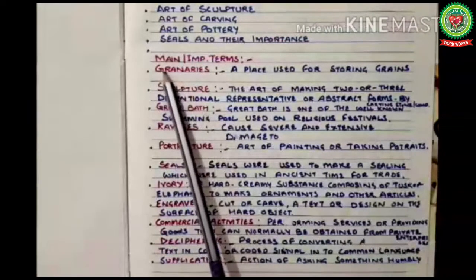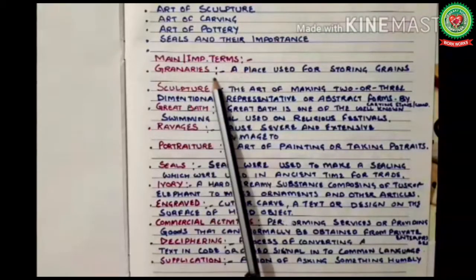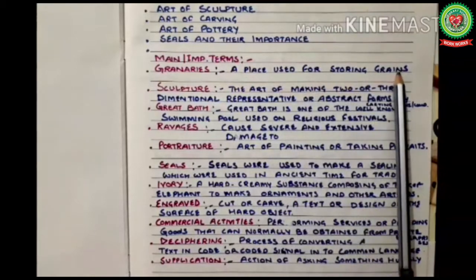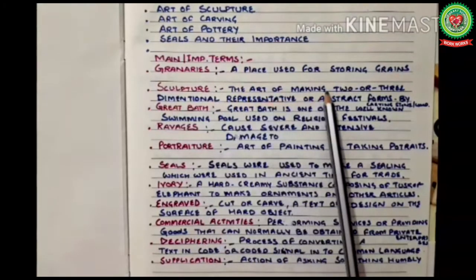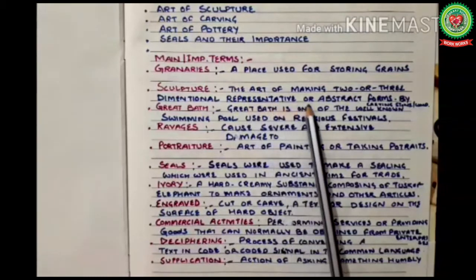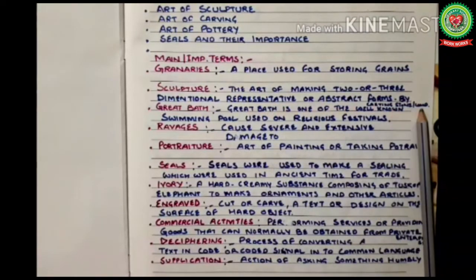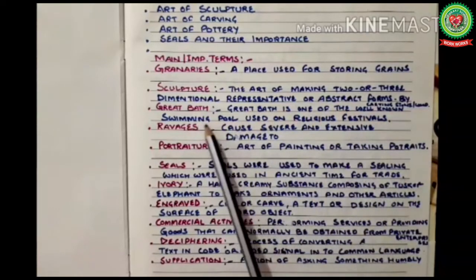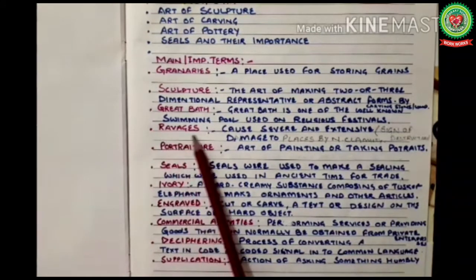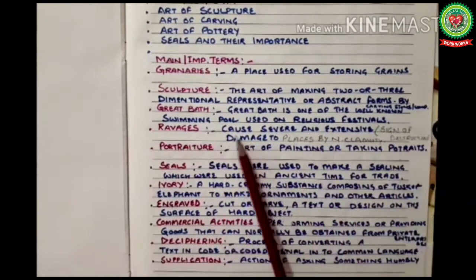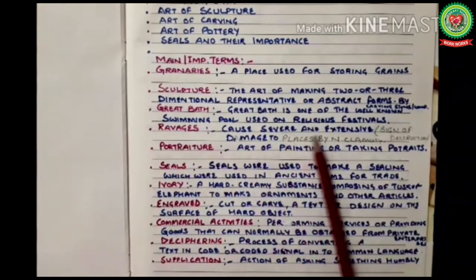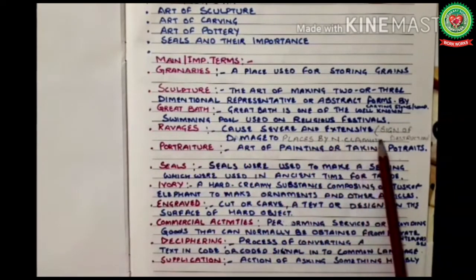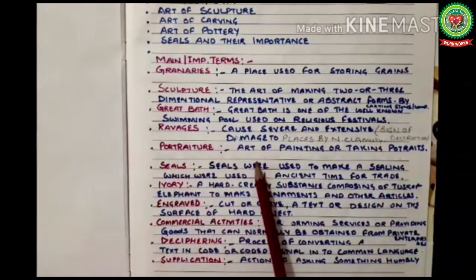For discussion of the topic, we must know the following terms. Granaries: a place used for storing grains. Sculpture: the art of making two or three dimensional representations or abstract forms by carving stones. Great bath: one of the well known swimming pools used for religious festivals. Ravages: signs of destruction, or we can say the cause of severe and extensive damage to places by natural calamities. Portraitures: art of painting or taking portraits.